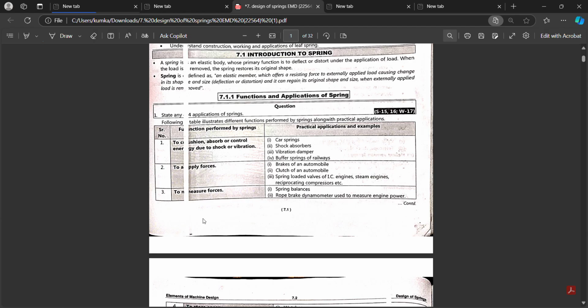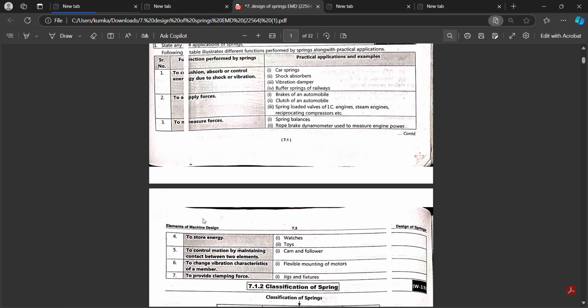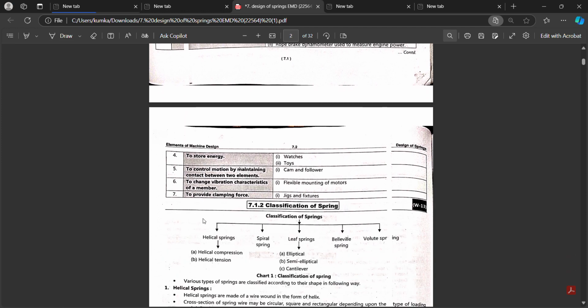It is used to measure the forces, as in spring balance and rope brake dynamometer, and it is used to measure the engine power. It is used to store the energy. Watches and toys are the example of this. Then it is used for maintaining the contact between the two elements, as in cams and follower.